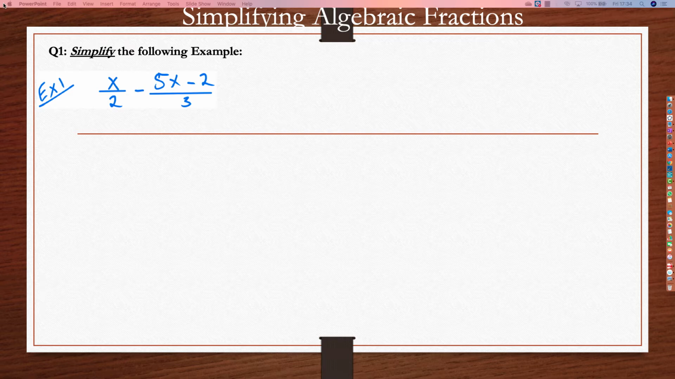So we're all on the right line. See how we're going to start it. What are we going to get? The lowest common denominator, which is 6.